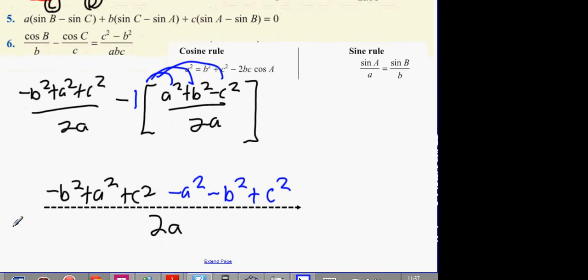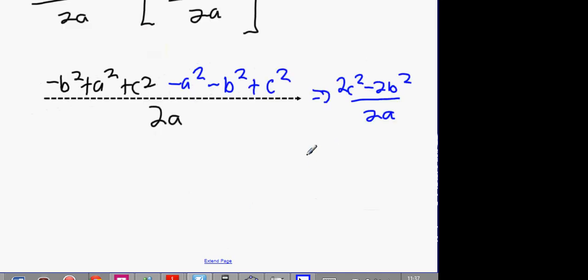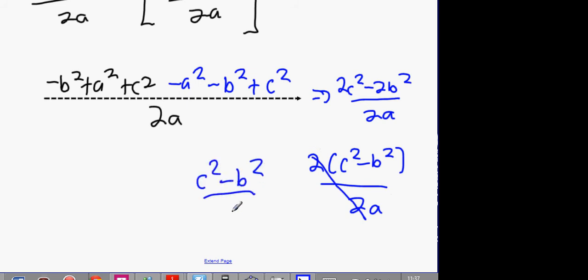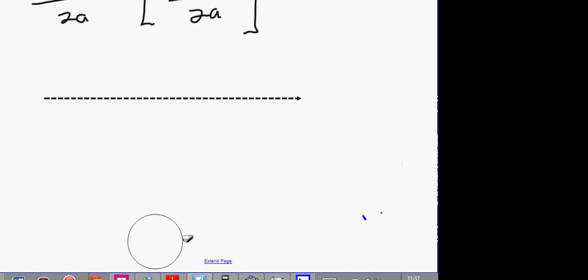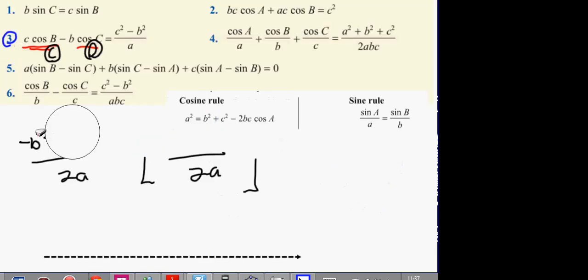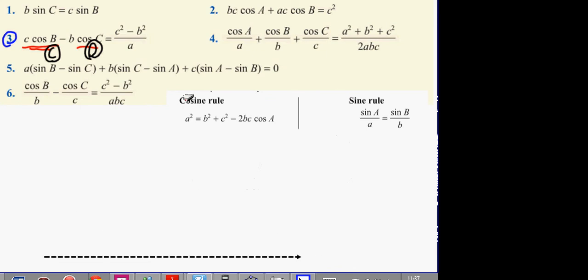Now what happens next? We're going to get 2C squared minus 2B squared all over 2A. What do you know about top and bottom? Divided by 2. So technically you can do this. This is what you're doing, technically speaking. The 2's cancel, and our answer is C squared minus B squared all over A. Is that what I was asked to prove? Yeah. Okay. Now guys, it's lots of rearrangements, okay? It's basically rearrangement after rearrangement after rearrangement, okay? So, I'll try number 6 now.